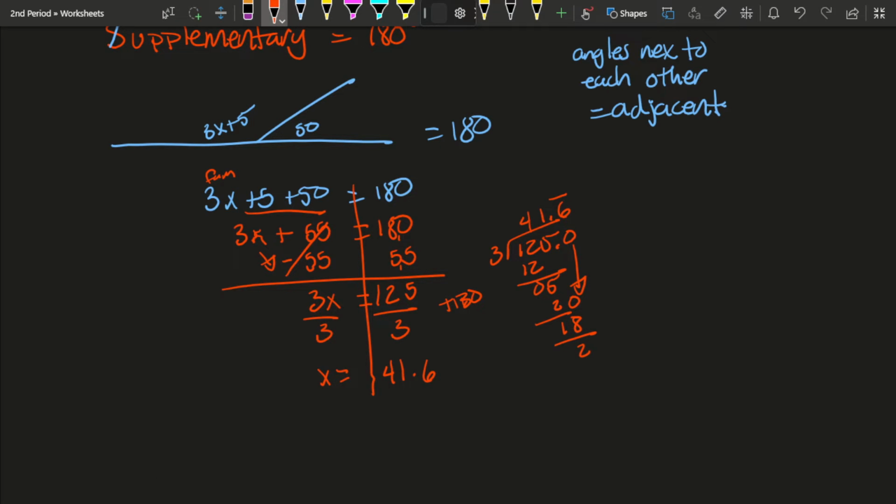And if you wanted to know this particular angle, it'll be 180 minus 50, which gives you 130. So this angle equals 130 degrees. You could also have set up 3x plus 5 equals 130, and then solve for x the same way, and you should get the same value anyway.